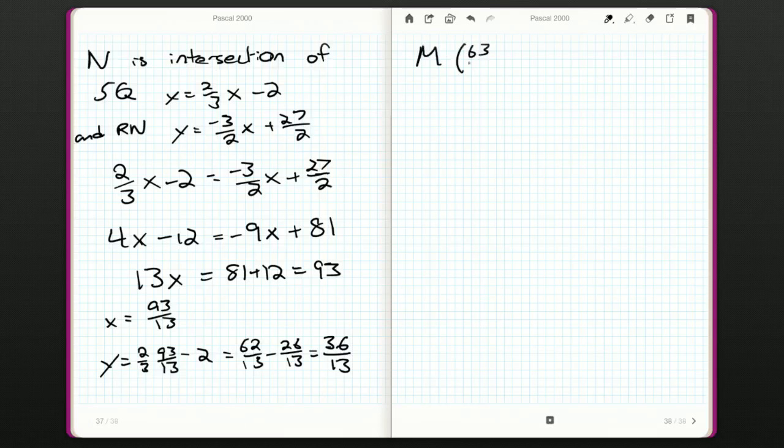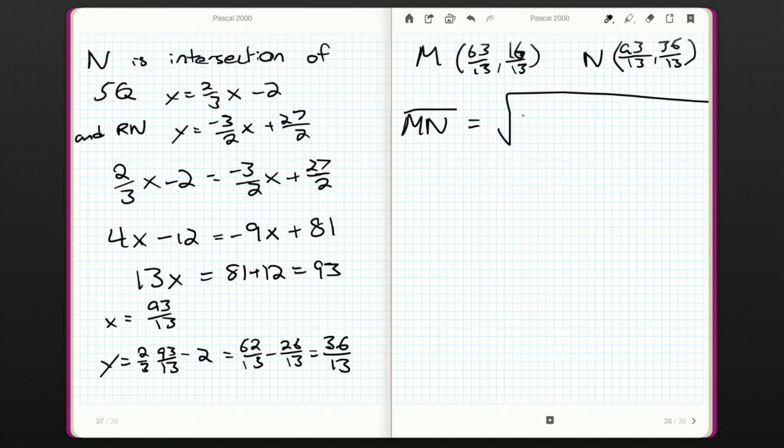M was at 63/13, 16/13. And now we have N at 93/13, 36/13. So since we have their coordinates, we can figure out the distance. We take the square root of the difference in their x coordinates squared plus the difference in their y coordinates squared.